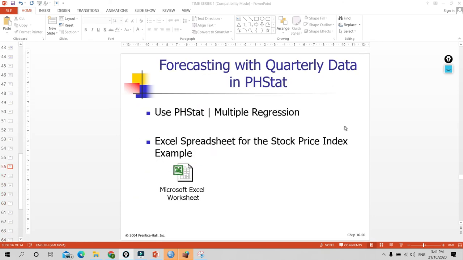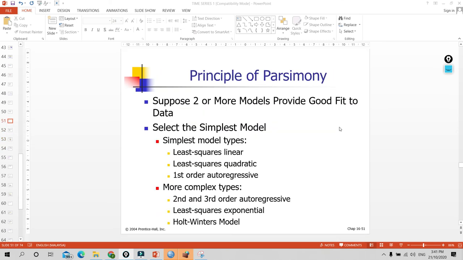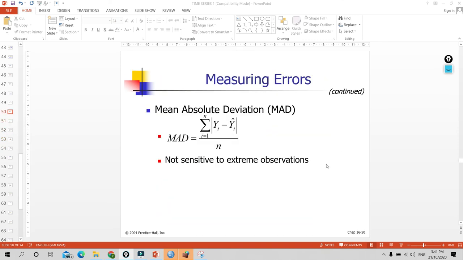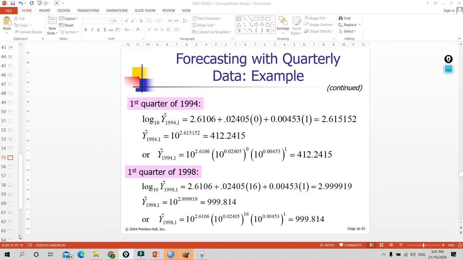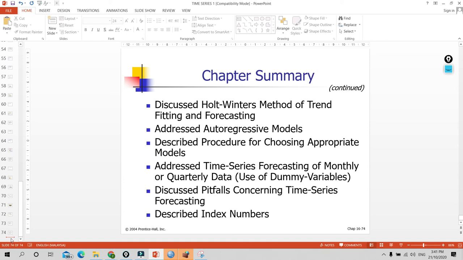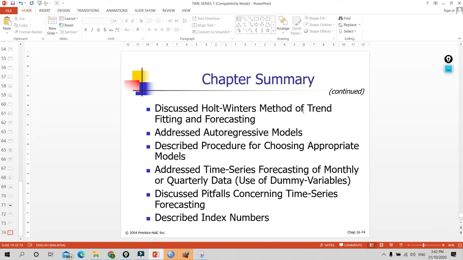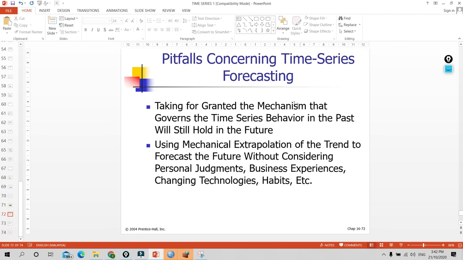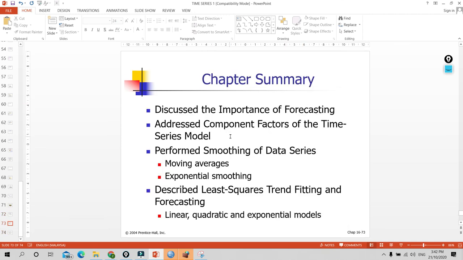I think that's all for this regression model. So far we have learned the Holt-Winters method of trend. Now we have discussed a few things for this chapter.